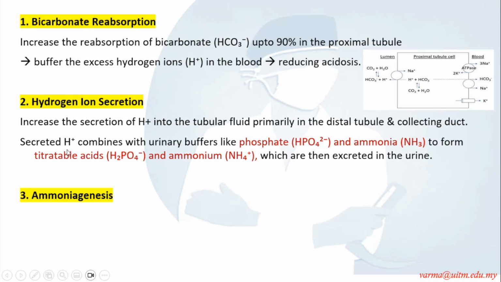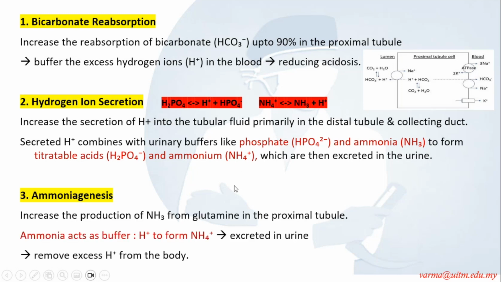The secreted H+ combined with urinary buffers like phosphate, ammonia to form titratable acid like H2PO4-. This is why I mentioned H+ combined with HPO4-2- will form H2PO4-, and NH3 ammonia combined with H+ will form NH4+, which are then excreted in the urine. These are the equations that we talked about just now.